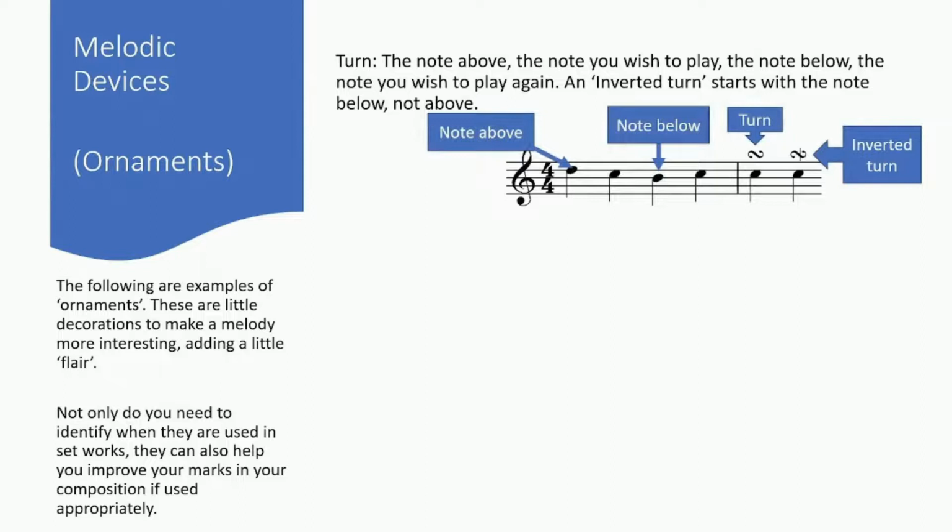First of all, a turn. The note above the note you wish to play, the note you wish to play, the note below, then the note you wish to play again. An inverted turn starts with a note below, not above. So as you can see, it starts with a note above the note you want to play, then the actual notated note, that's this note here, then a note below, then a note above.